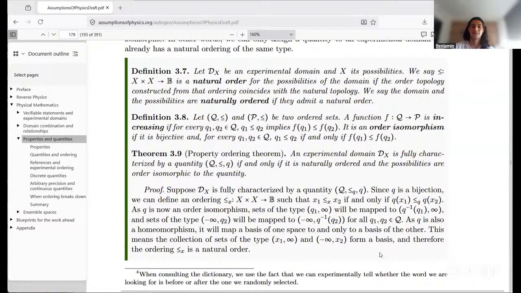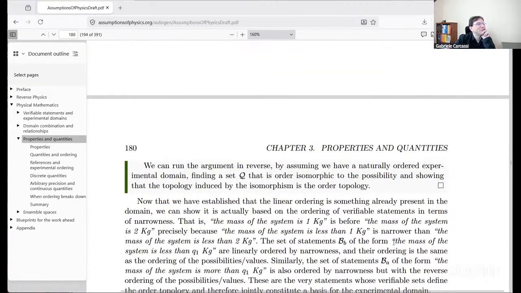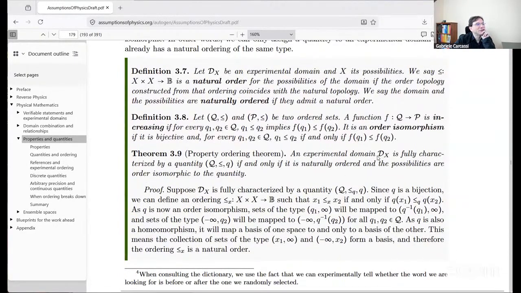Yeah, and Theorem 3.9, the property ordering theorem: an experimental domain D_X is fully characterized by a quantity, a triple Q less than or equal to little q, if and only if it is naturally ordered and the possibilities are order isomorphic to the quantity. Okay, so basically what happens, without looking at the proof, is that you have a bijection and you need to preserve the topology between one and the other, but the topology is the order topology in both cases. So preserving the order topology means preserving the order itself.